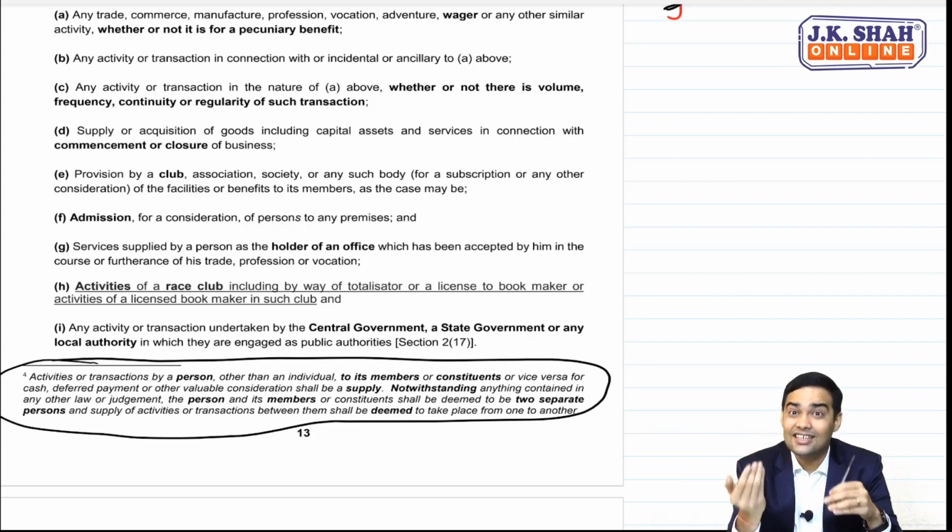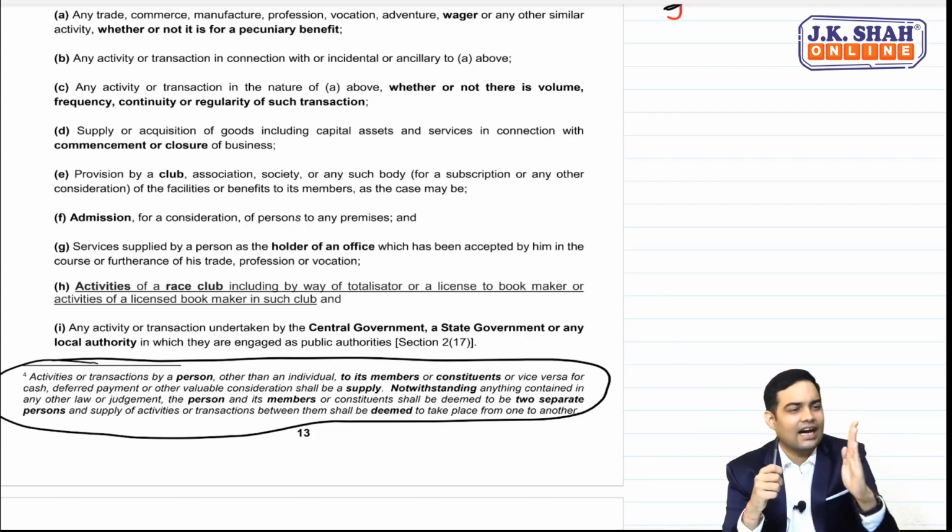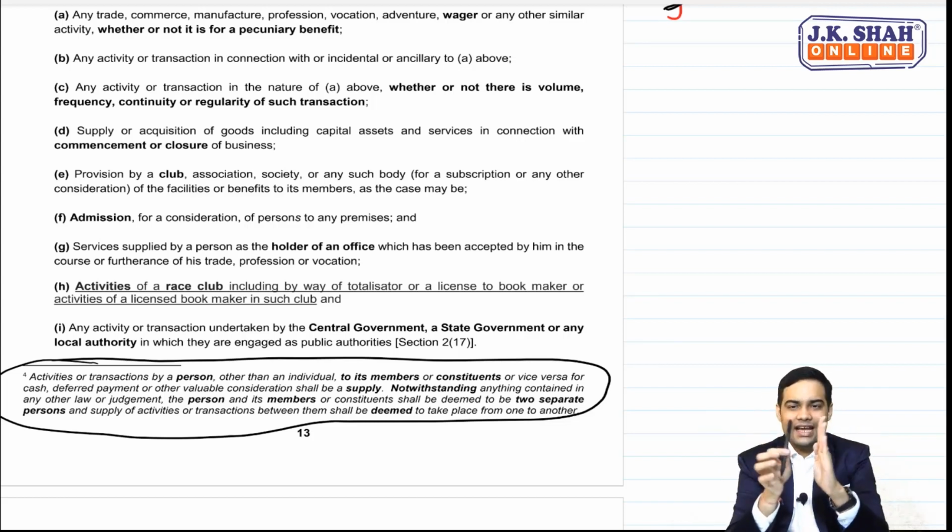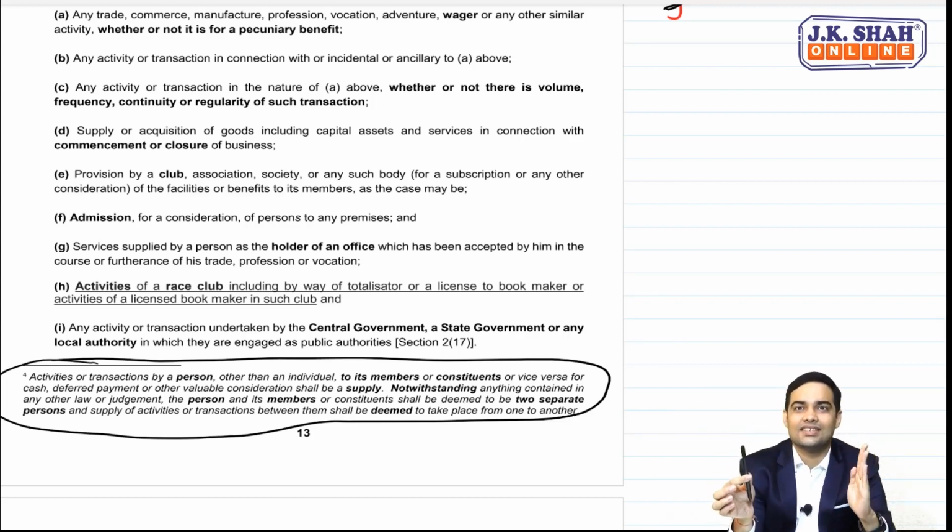Plus, certain associations where membership fee is up to 1,000 per year, that will also enjoy an exemption. So we had come across some exemptions for association and its members. That means from the beginning of the classes, we always recognized association and members as two different persons for GST purposes. This was the understanding from the first class.